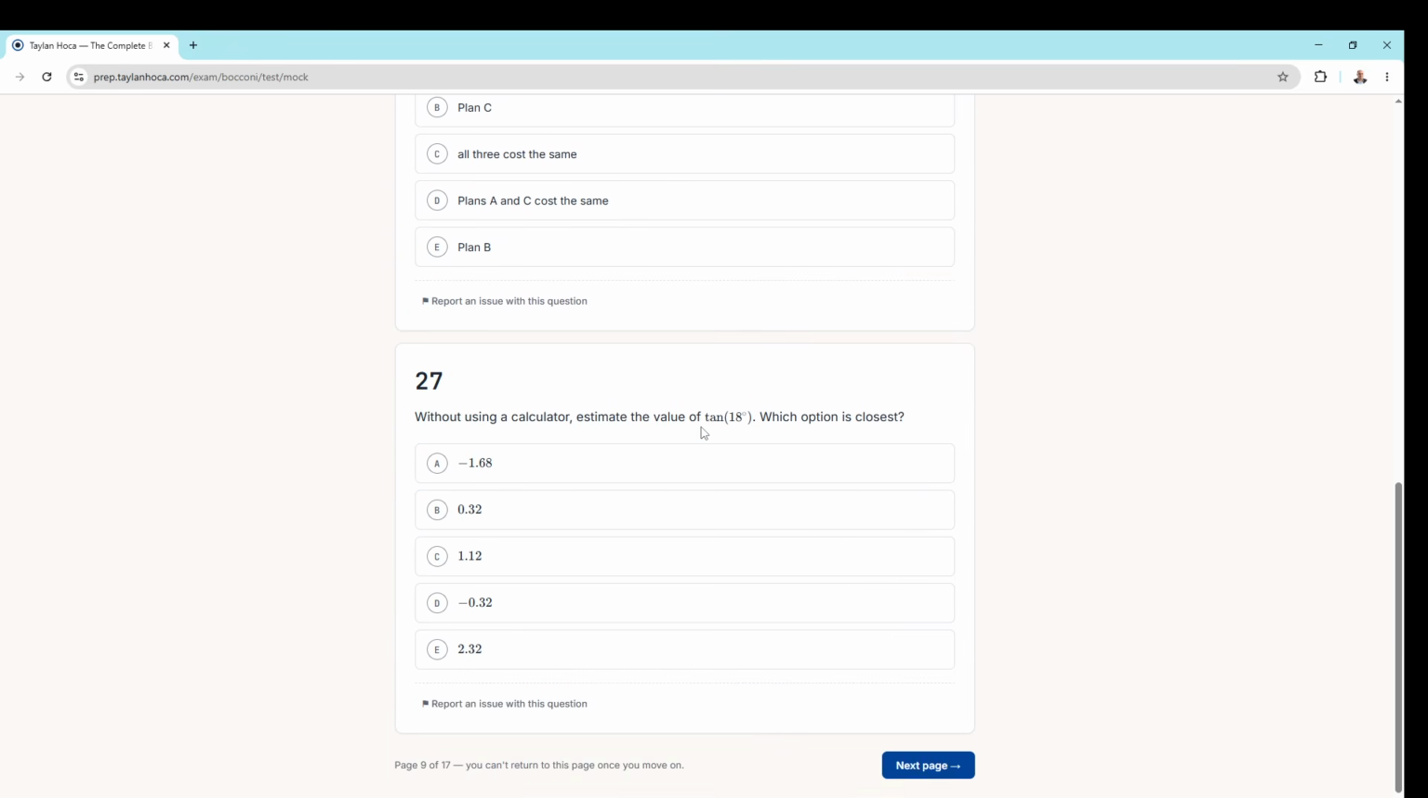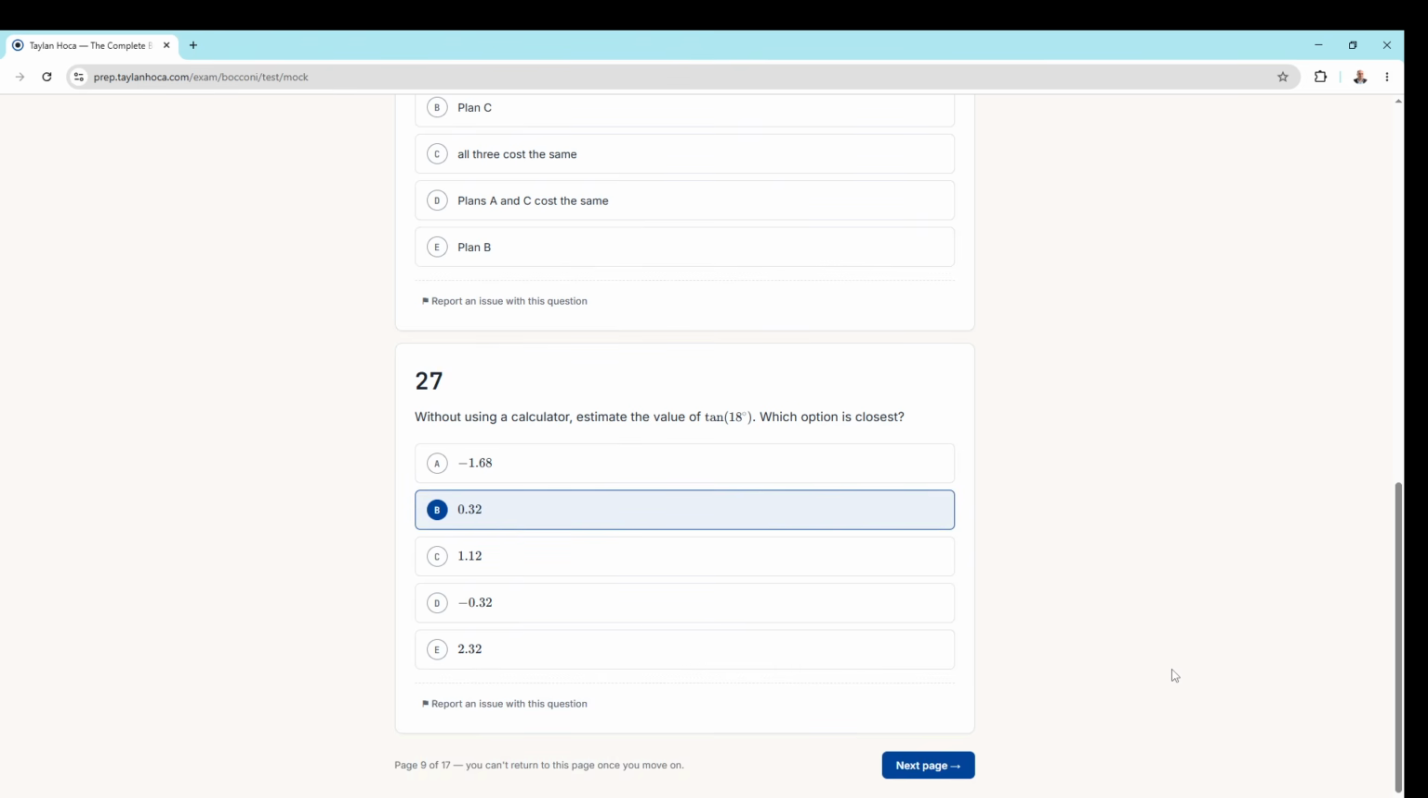Estimate the value of tangent 18. Which option is closest? So tangent 45 is 1. Don't forget that. Tangent 45 is 1. And tangent is positive in the first quadrant. Tangent 0 is 0, because sine 0 over cosine 0, cosine 0 is 1, sine 0 is 0. Watch my trigonometry video. Know the trigonometric circle very well for the Bocconi test. So it's going to be less than 1, and it's going to be positive. So the only answer is B.